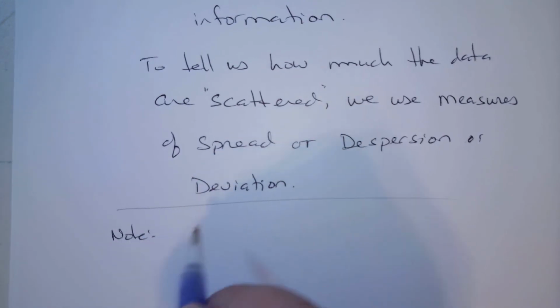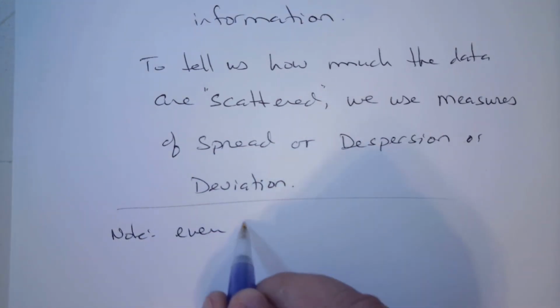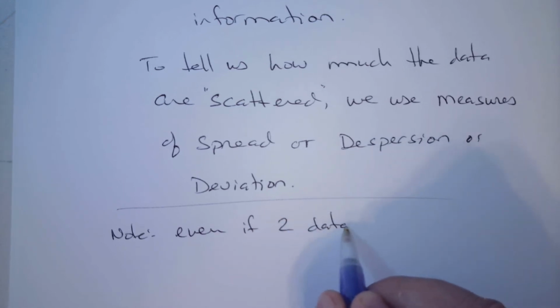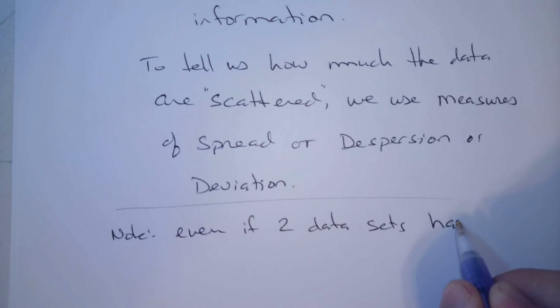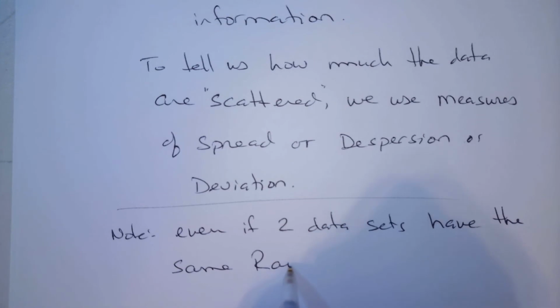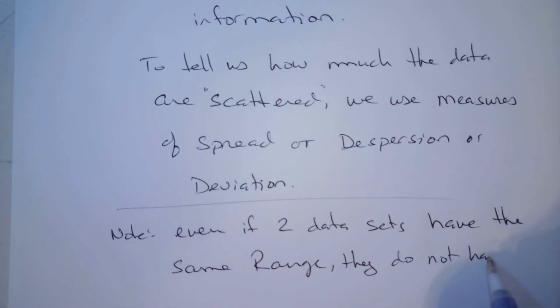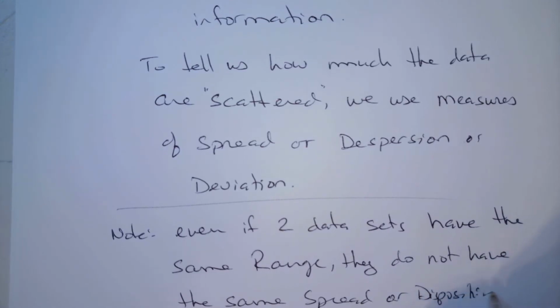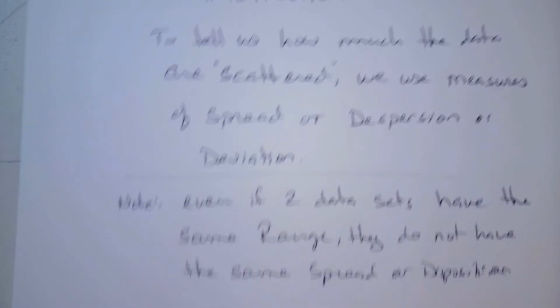Here's another note. Even if two data sets have the same range, I'll define what range is in a second, they do not have the same spread or dispersion or deviation.